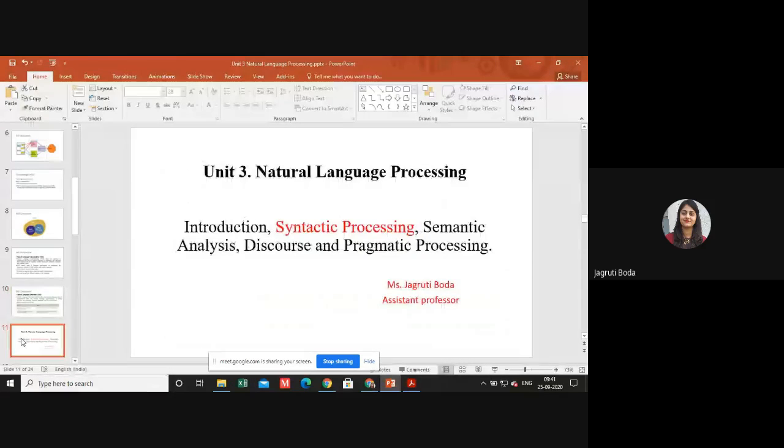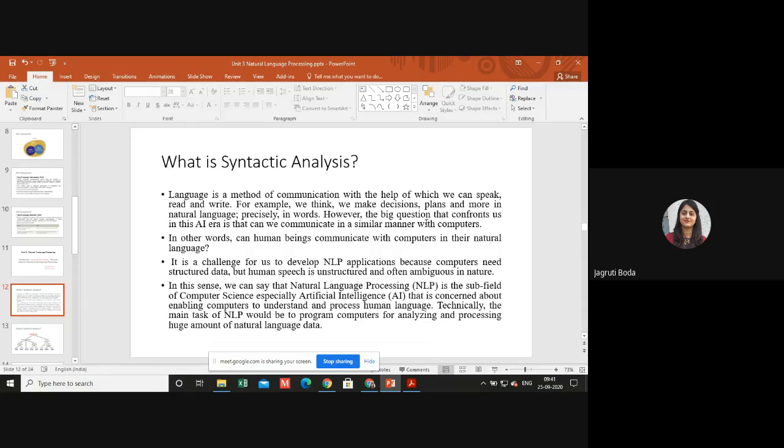That is the second topic of your unit, that is syntactic processing. So, what is the meaning of syntactic processing in NLP? Then we come to the topics semantic analysis, then discourse and pragmatic processing. Now start the syntactic processing. So, what is syntactic processing?